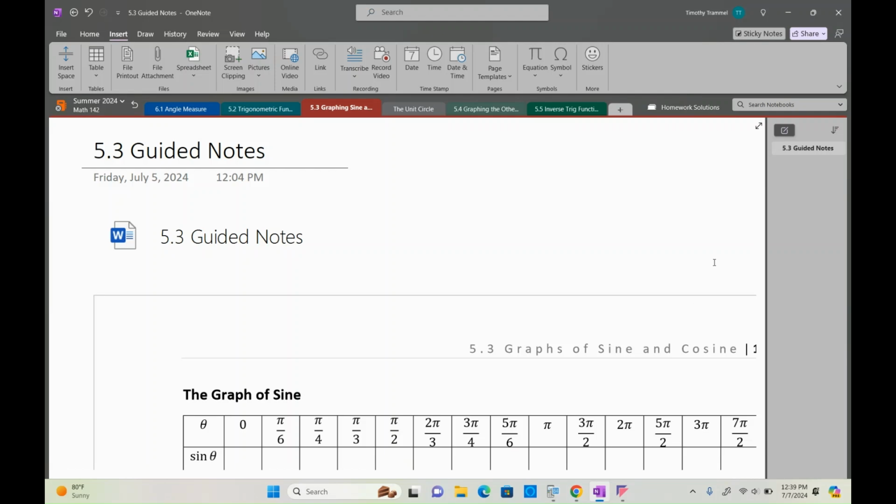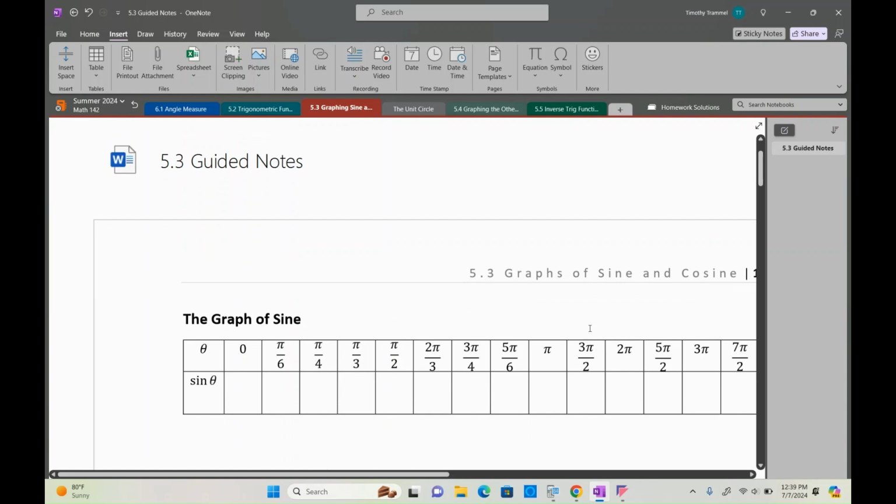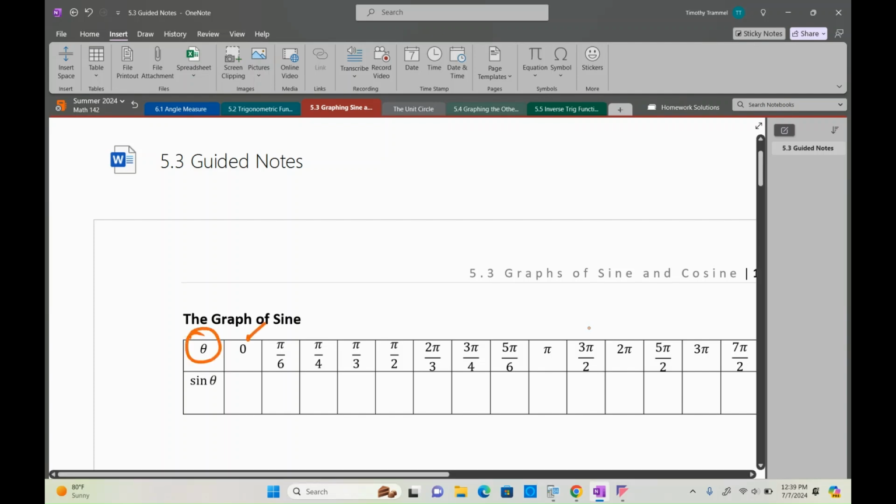In this video, we're going to be covering section 5.3, which is going to cover how to graph sine and cosine. And I suppose not just sine and cosine, but also transformations of their graphs. So what I want us to do is actually start off by filling out this table here. We have these values of theta, which are our inputs. You can think about these as our x values. And then over here are outputs, sine of whatever the corresponding angle is.